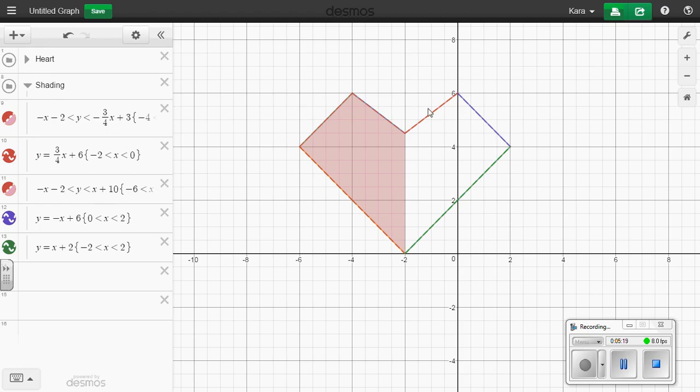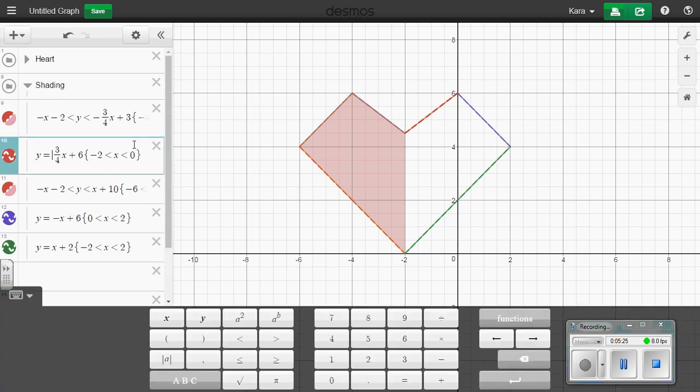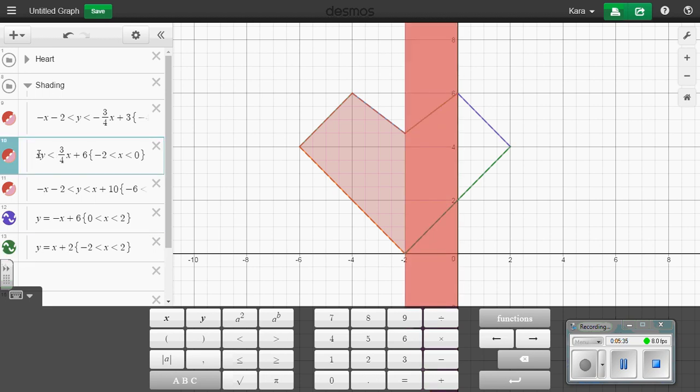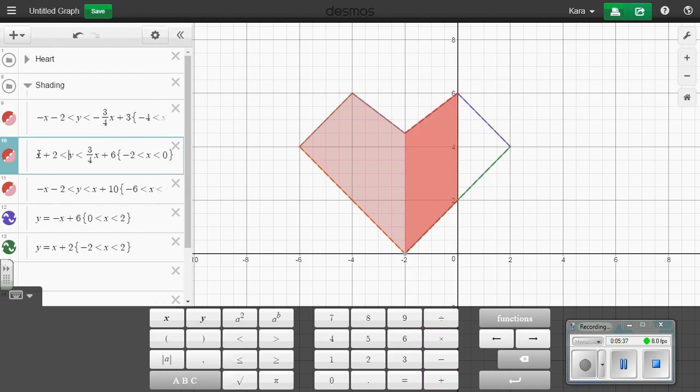So let's keep going. I want to shade underneath this red line. I would always start with the upper bound just to be consistent. So I want to shade underneath the red. Here we go. I want to shade underneath, so y is less than, but I need to stop that shading with this green line as my lower bound. So here's the equation for the green line, x plus 2. I'm going to stick that behind my y, and I've stopped it.